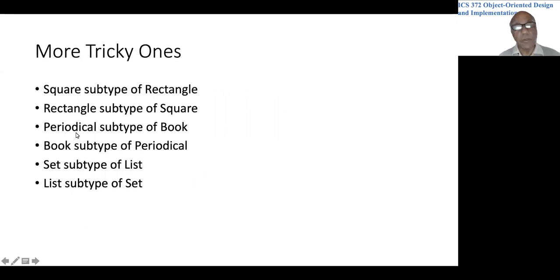extend stuff, and some of them are right, some of them may not be right. So let's look at those kinds of things, like a square extends rectangle. Is that a good idea? Or rectangle extends square. Periodical, we have seen in connection with the library system. Can it be extending book, or vice versa? Or can you have a set that is an extension of list, or vice versa? These are situations where you might want to look a little further and see whether we are doing the right thing.